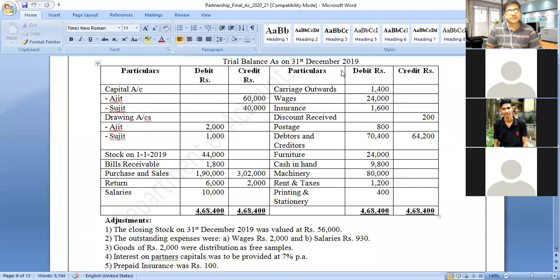Then next, outstanding expenses: wages rupees 2,000 and salaries rupees 930. Now outstanding means not paid. Wages rupees 2,000 outstanding and salaries rupees 930. Now can you give the effects? Anyone can give the effect?